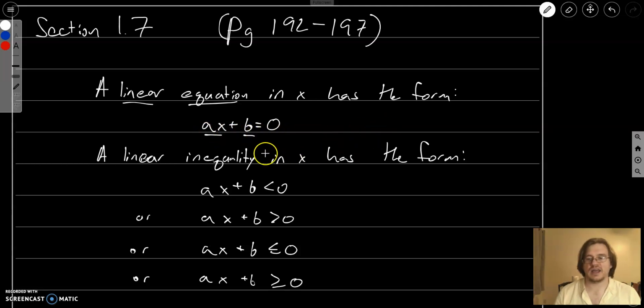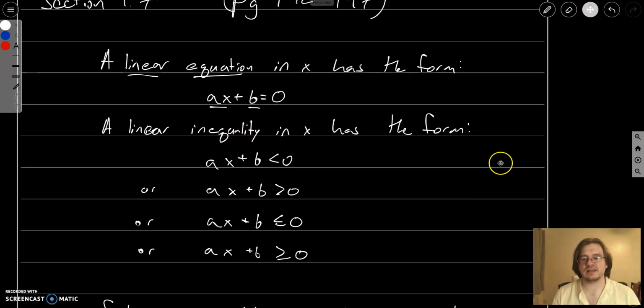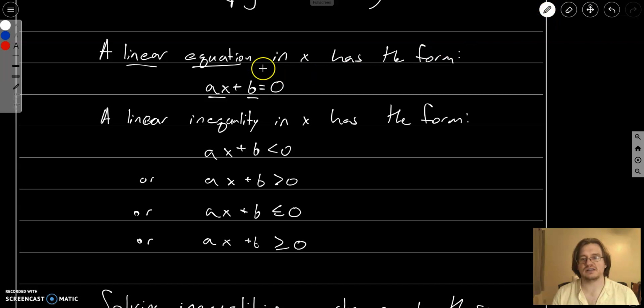And a linear inequality is going to be the same thing, except we're going to replace the equal sign with an inequality. For instance, ax plus b is less than 0. Ax plus b is greater than 0. And it doesn't have to be strictly less than or strictly greater than. We could have is less than or equal to, or is greater than or equal to. So any one of these is going to be a linear inequality. And essentially we just have this really simple linear polynomial on that side. So these aren't going to be especially difficult, but there are a couple things to keep in mind.